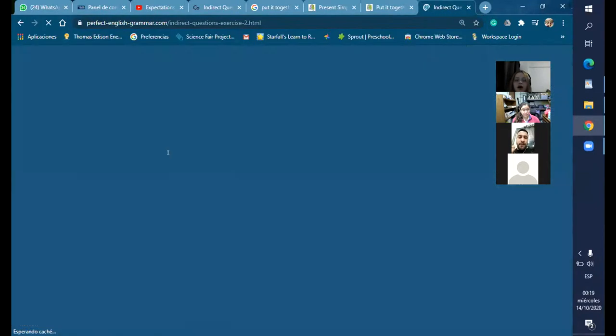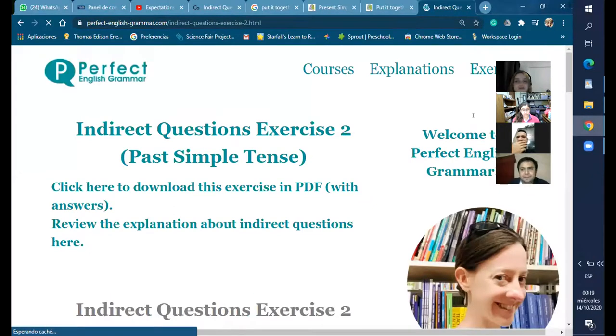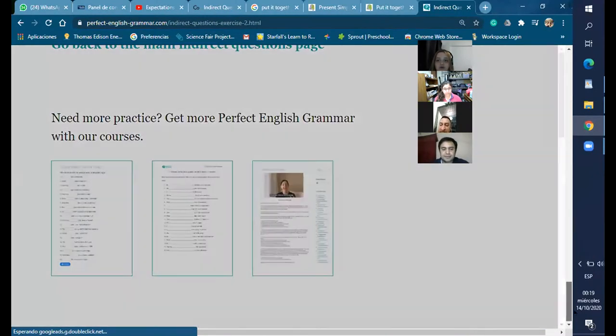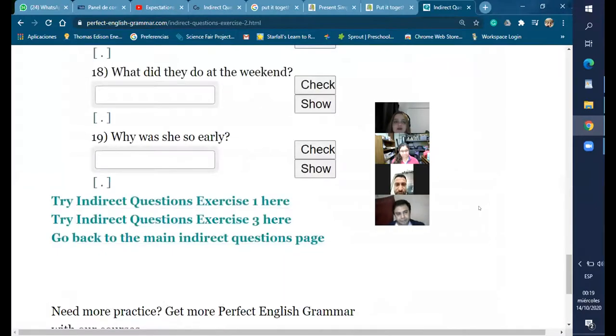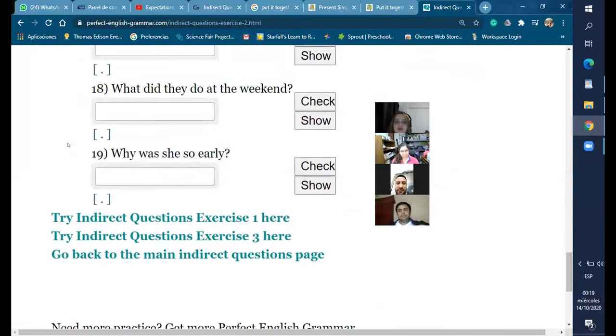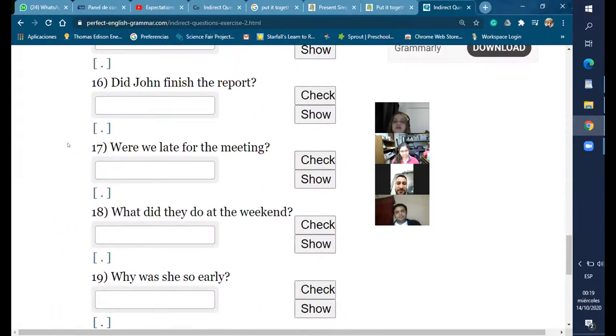We're going to do number 20, because I know nobody finished number 20. All right, two more as a group. Number 20? No, 19. Why was she so early? This is a WH question. So what is the structure? Do you know why? After if or WH, we need the subject. Why she was so early.